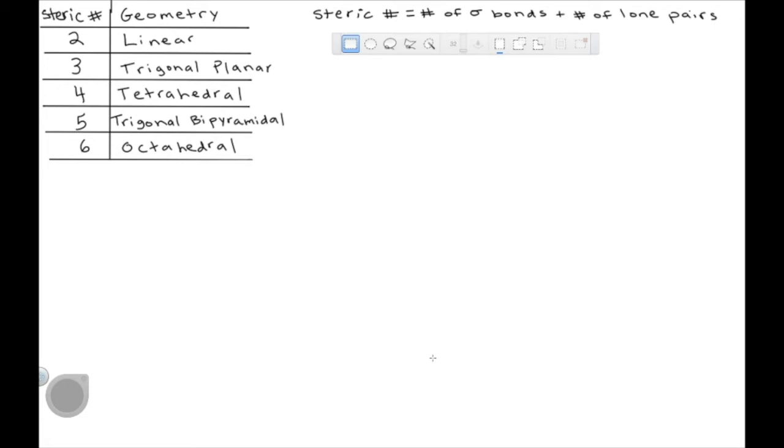Moving on, we have silicon tetrachloride, right? And the symbol for that is going to be SiCl4. First, let's draw the Lewis dot structure.